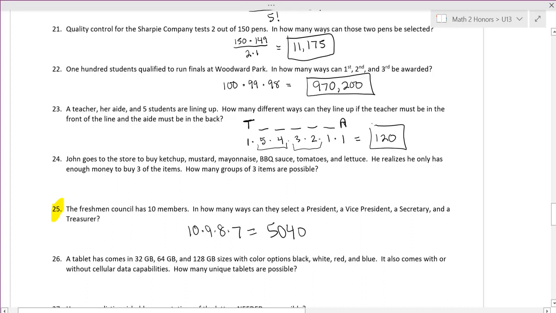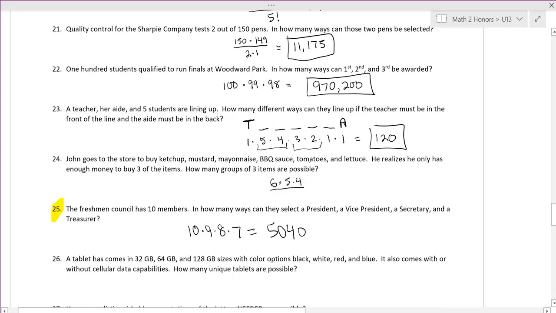24, John goes to the store to buy ketchup, mustard, mayonnaise, barbecue sauce, tomatoes, and lettuce. He realizes he only has enough money to buy 3 of the items. How many groups of 3 items are possible? Okay, so how many items are there? There's 1, 2, 3, 4, 5, 6 items, and he's only going to pick 3. So he's got 6 options for the first, 5 for the second, 4 for the third. But it doesn't matter what order he picks those in.